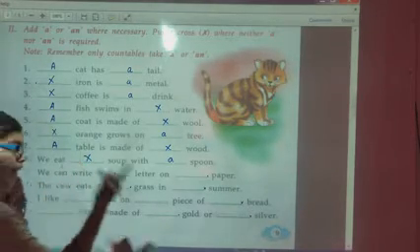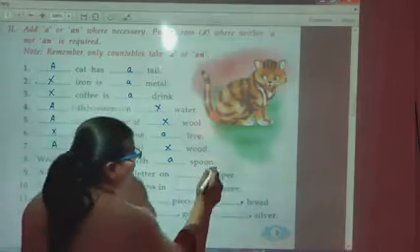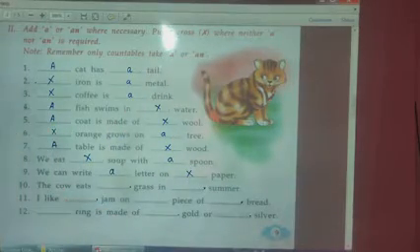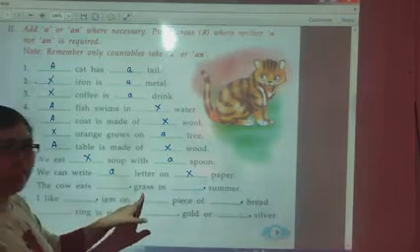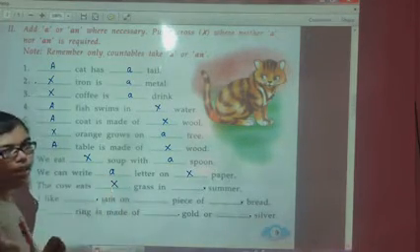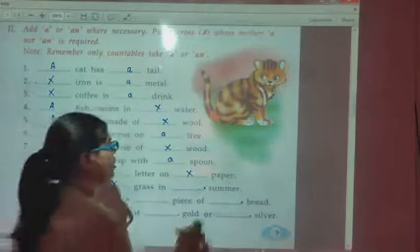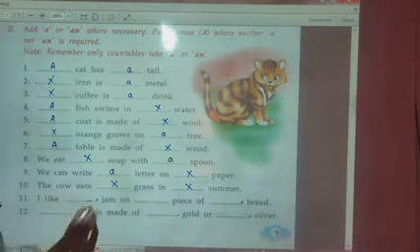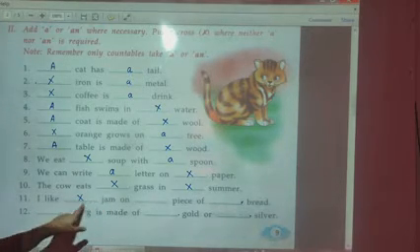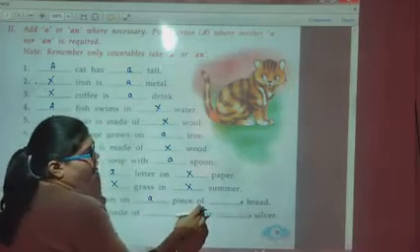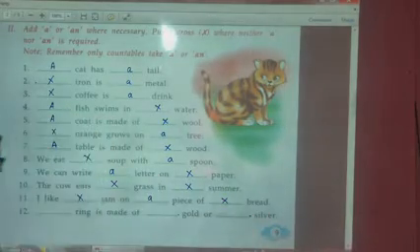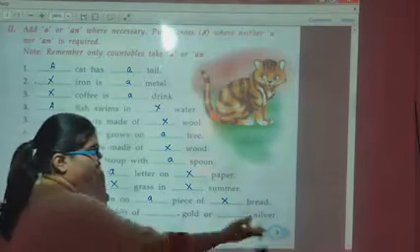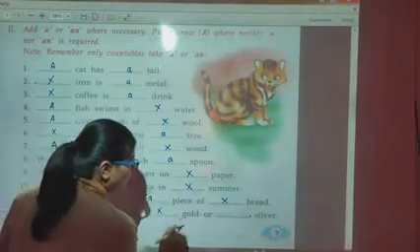We can write a letter on paper. We cannot count the paper. We cannot write A or AN for the paper. Now the cow eats grass. Now we cannot write A or AN for the grass. In summer. Here also we give cross. Summer. I like jam. We cannot count jam. So we give cross. On a piece of bread. A ring is made of gold or silver, we cannot write A or AN. So we cross it.